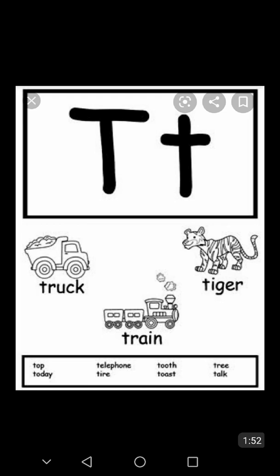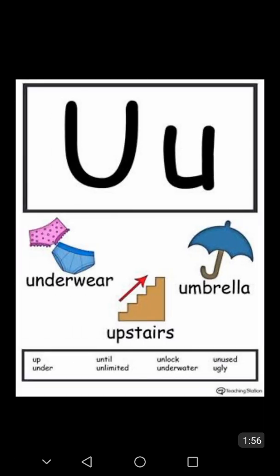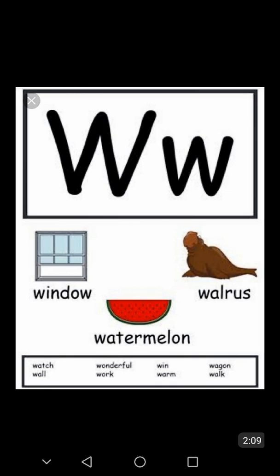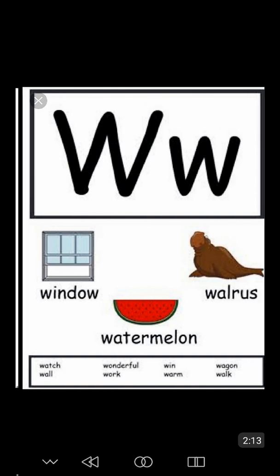T is for truck, train, tiger. U is for underwear, upstairs, umbrella. V is for van, vase, volcano. W is for window, watermelon, walrus.